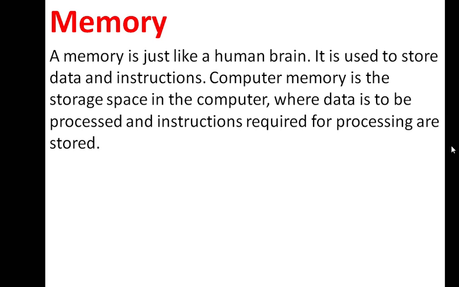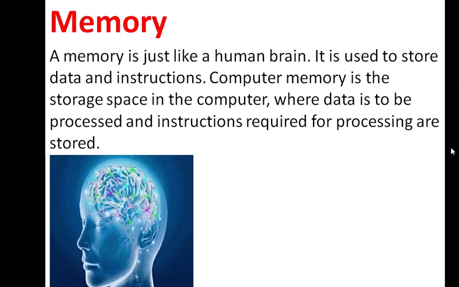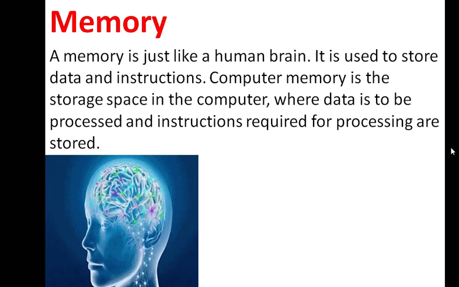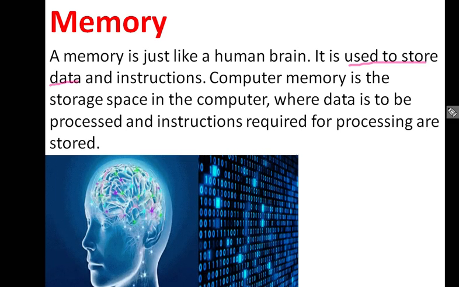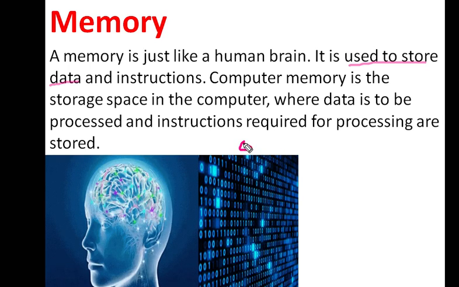Now we are talking about memory, that is, primary memory. Memory is just like a human brain. In your brain you can remember all the activities, right? In the same way, memory is just like a human brain, and it is used to store data. Data means what here? It is used to store computer data. Data will be represented in which way? Only 0 and 1. This is computer data.